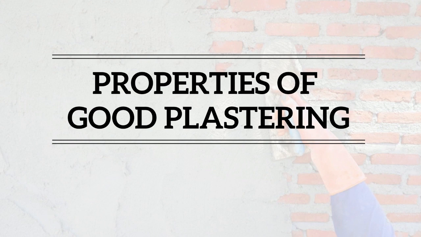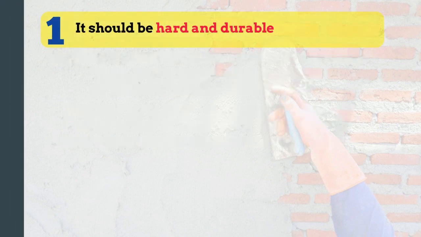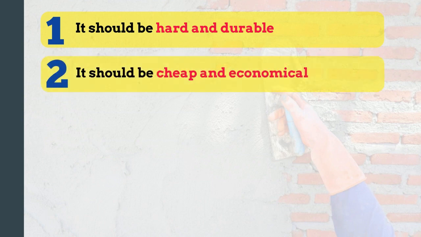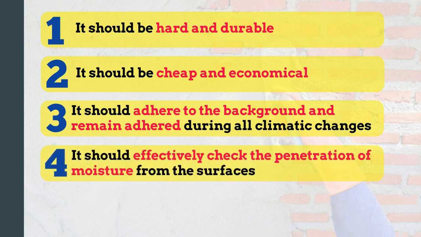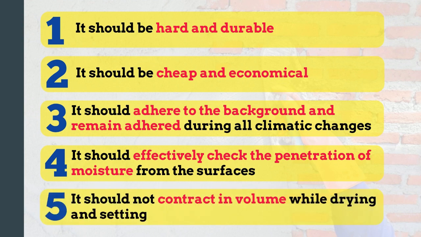Properties of good plastering. It should be hard and durable. It should be cheap and economical. It should adhere to the background and remain adhered during all climatic changes. It should effectively check the penetration of moisture from the surfaces. It should not contract in volume while drying and setting.